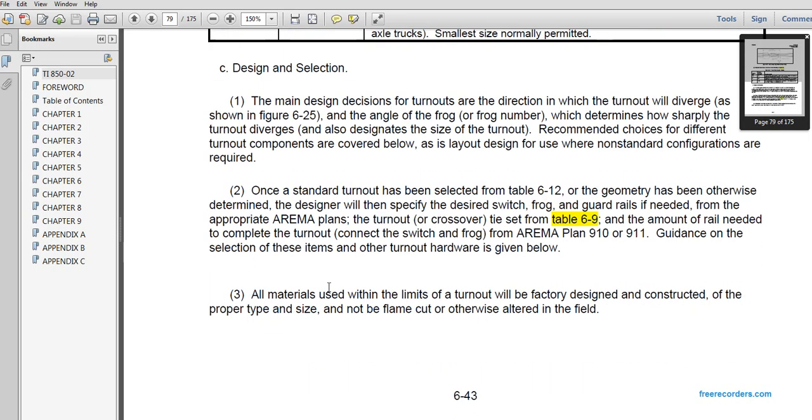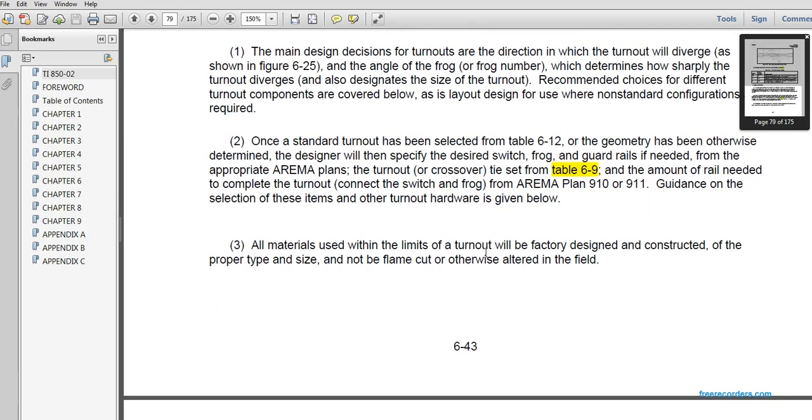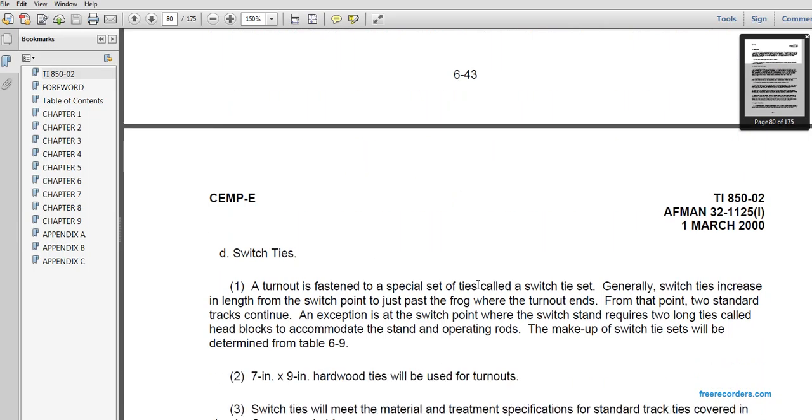Once a standard turnout has been selected from Table 6-12, or the geometry has been otherwise determined, the designer will then specify the desired switch, frog, or guard rails needed from the appropriate AREMA plan, the turnout and crossover tie set from Table 6-9, and the amount of rail needed to complete the turnout, connecting the switch and the frog. AREMA plan 910 or 911 gives guidance on selection of these items other than turnout hardware, given below. All materials used within the limits of the turnout will be factory designed and constructed of the proper type and size, not to be flame cut or otherwise altered in the field.